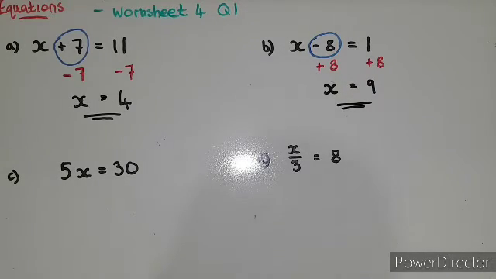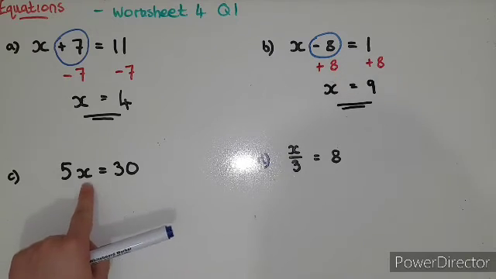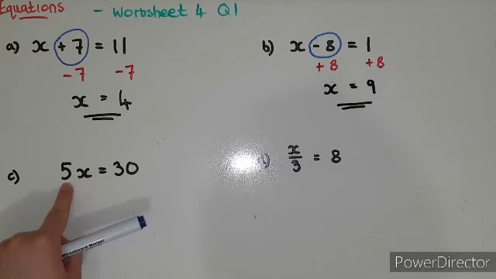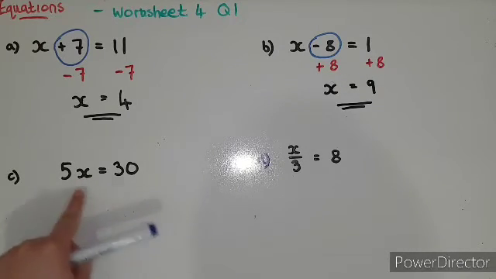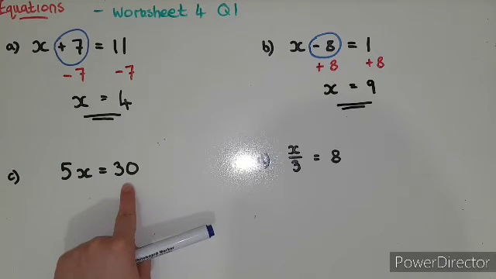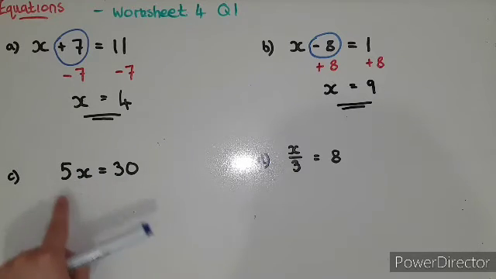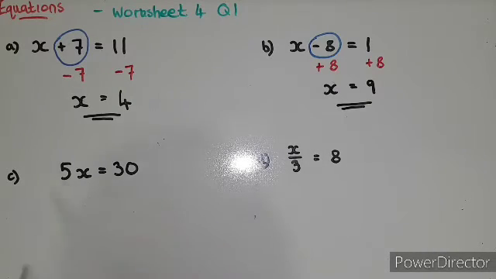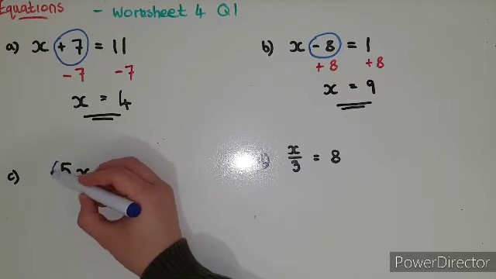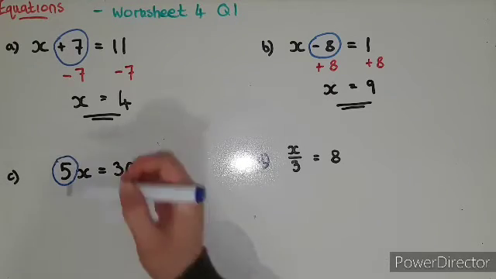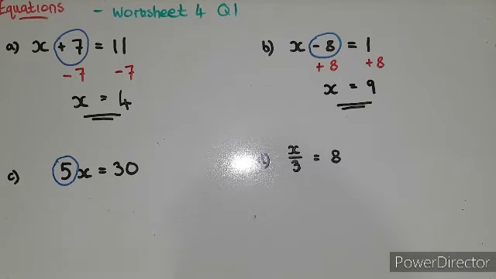Okay, question C. This time again I've got x. Now what's happening to x? Well, it's been multiplied by 5. And when I do that, it's equal to 30. So again, I want to look at this process and I want to undo it to get down to just what x was. So if I have a multiply by 5, I'm going to identify the multiply by 5 as the thing I want to undo to get back to x.